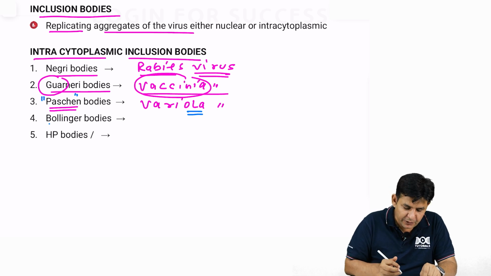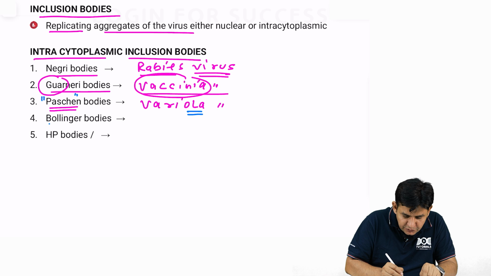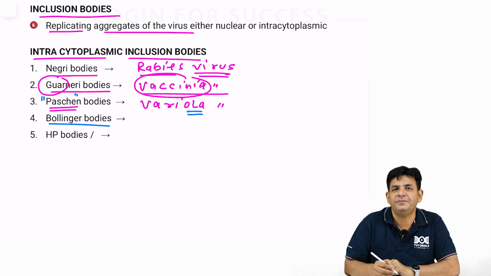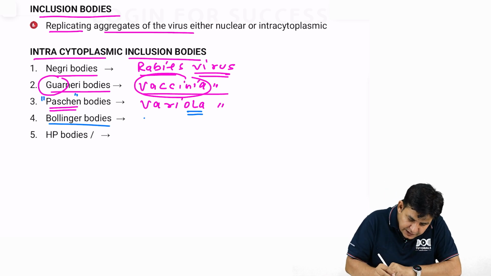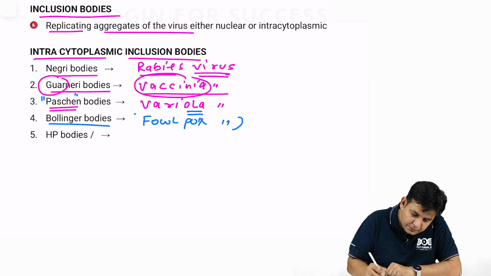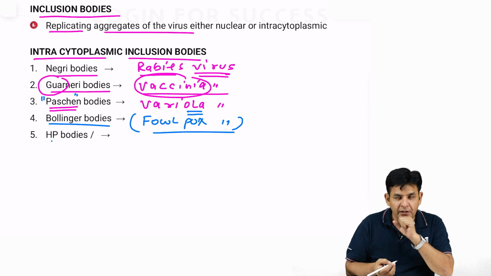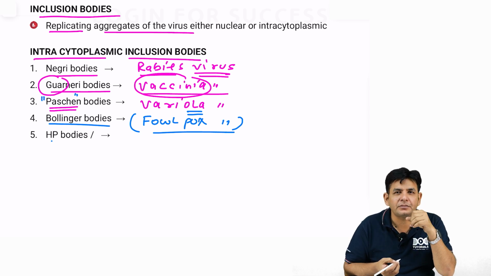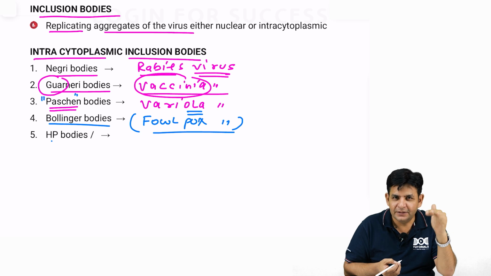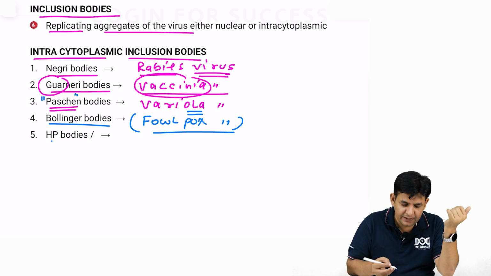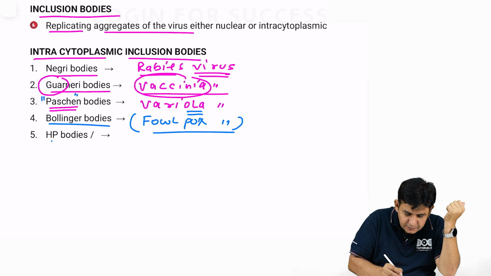Paschen bodies, variola. The fourth one is Bollinger bodies. Bollinger bodies are in fowlpox virus infection. We'll have the Bollinger bodies. How to remember? We should not speak what? Foul bullying. Okay? Foul language you should not speak. And that is Bollinger bodies.